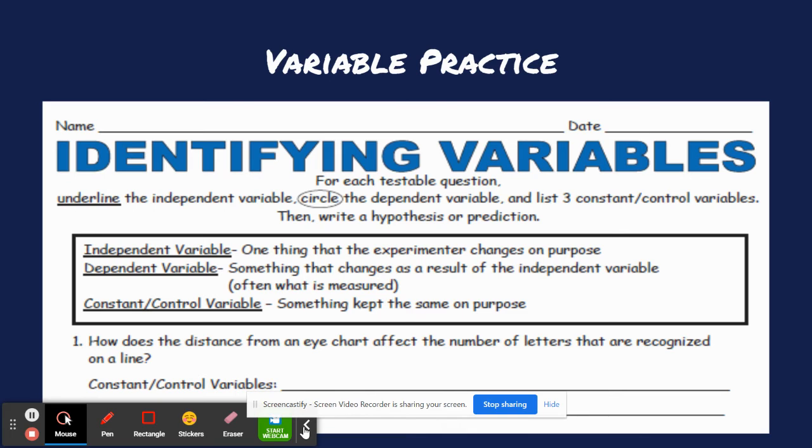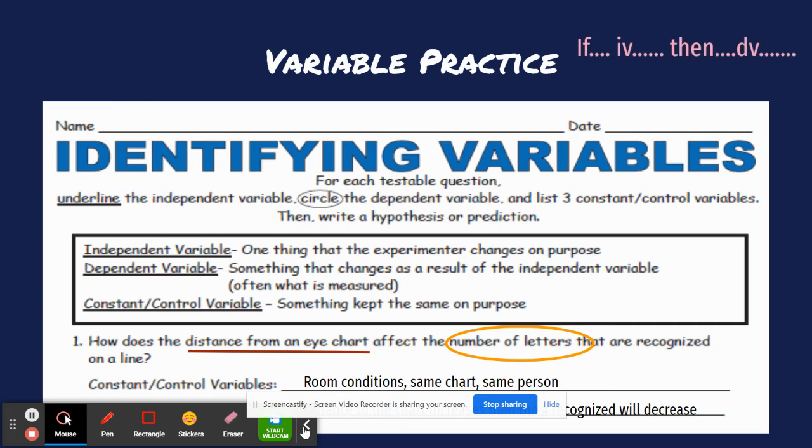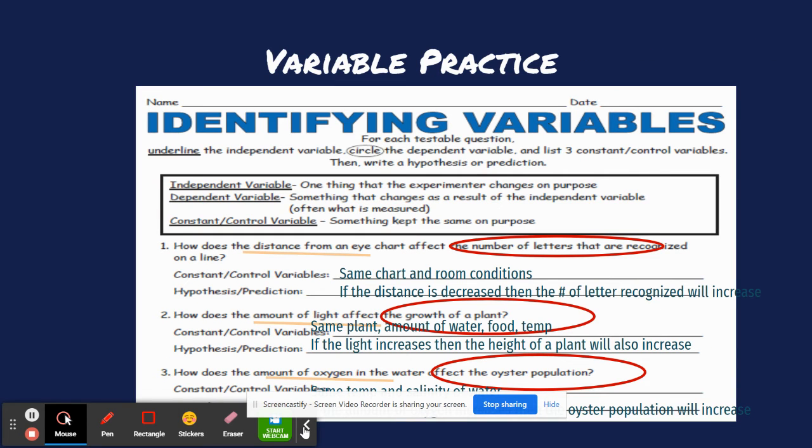Here's a little practice. If you want to pause this video and see if you can identify the independent variable, the dependent variable, three things that should be constant or controlled in each experiment, and then write a hypothesis or a prediction. So again, please pause this video and write these down. Or if you're watching this and you were in class and you're just checking your work, go ahead and continue watching. So the distance from the eye chart affects the number of letters, and then things that should be the same are listed there. Again, this should be partner work in class.